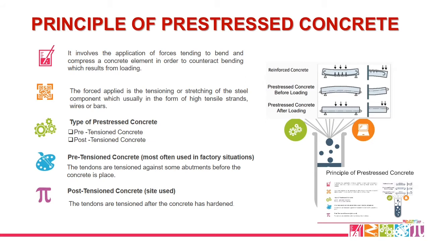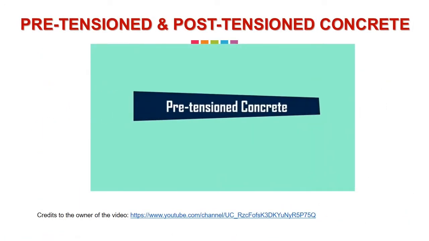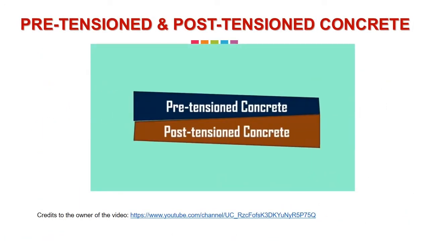Pre-tension concrete is most often used in factory situations. The tendons are tensioned against some abutments before the concrete is placed. Post-tension concrete is usually used at site, and the tendons are tensioned after the concrete has hardened. There are two types of prestressed concrete, which are pre-tension concrete and post-tension concrete.